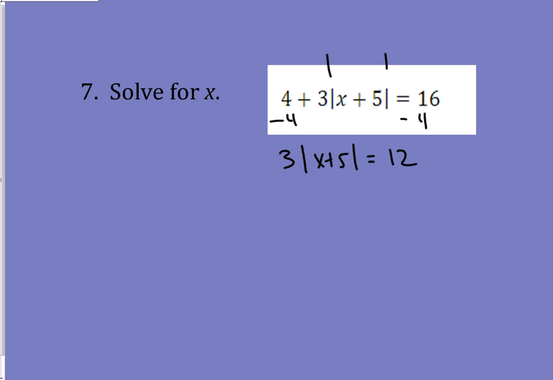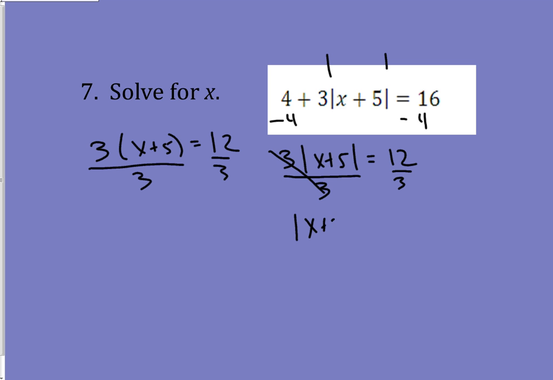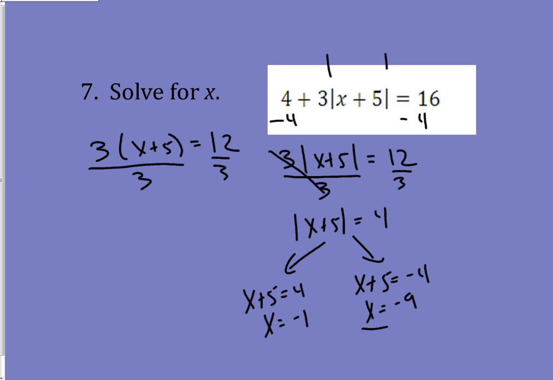Three times the absolute value of x plus 5 equals 12. Now, it's the equivalent of saying this, but instead of absolute value, it is parentheses. Well, here, you would divide by 3. So you're going to do that same thing here. That cancels out. You're left with the absolute value of x plus 5 equals 4. Now, split it. x plus 5 equals 4. x plus 5 equals negative 4. So that means x is either going to equal negative 1 or x is going to equal negative 9. There's your answers right there.